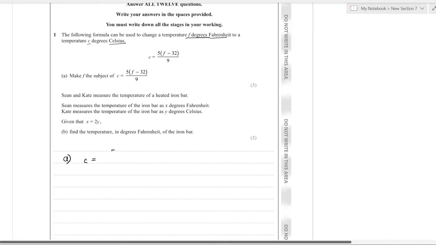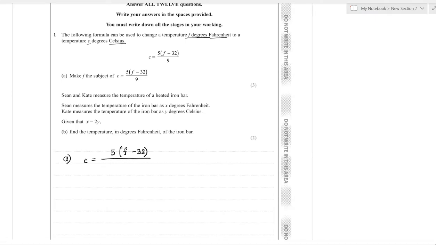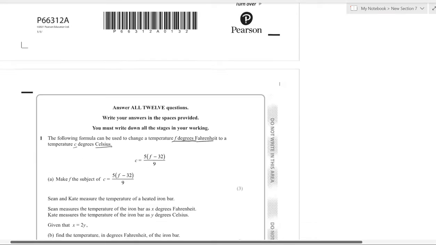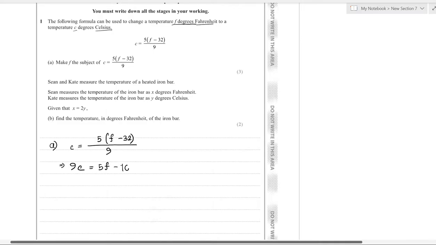The equation is C equals 5 bracket F minus 32 over 9. So we are going to first shift the 9 to the left hand side and multiply the 5 with all the terms inside the bracket. So we are left with 9C, and 5F minus 5 into 32 will give you 160. Now I'm going to just flip it so that the term F is on the left hand side of the equation. So if we flip it, it's going to look like 5F minus 160 equals 9C.